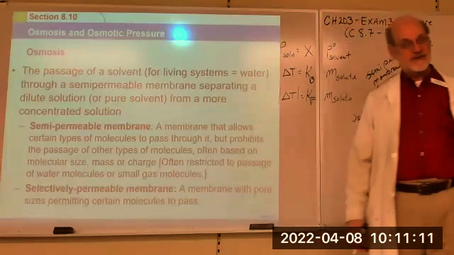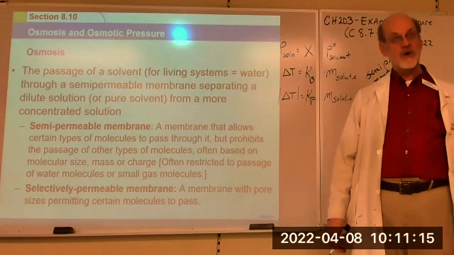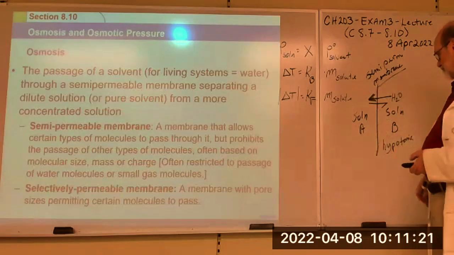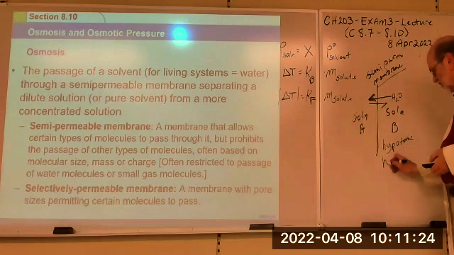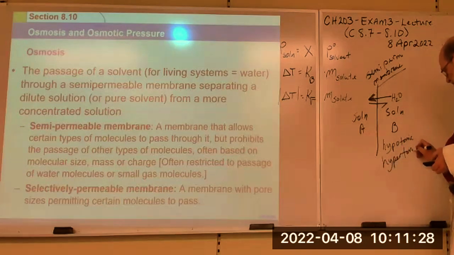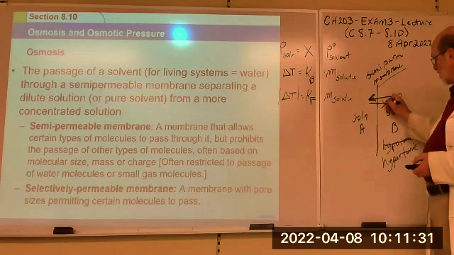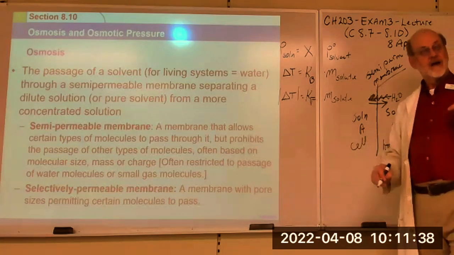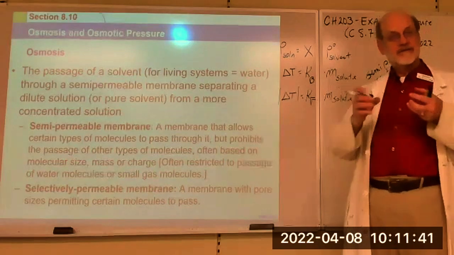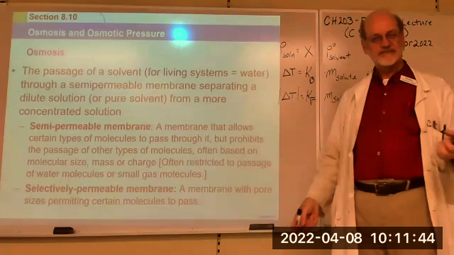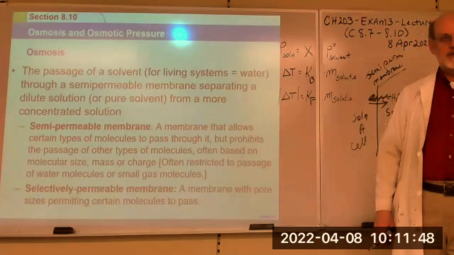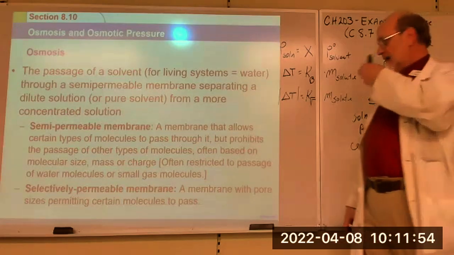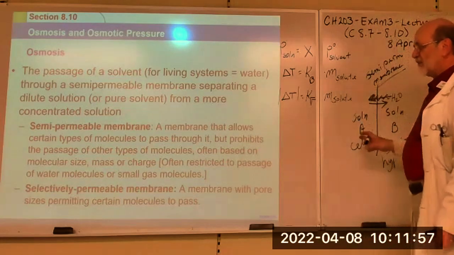You need to use an isotonic solution, like 0.9% sodium chloride will work. And that way you won't get any water movement either direction. If this is hypertonic solution, then the water is going to move this direction. Okay? So if this is the cell, water is going to move out of the cell and it's going to crenate. It's going to shrivel up and crinkle. You would be able to see the cells then, but they would be well on their way to dying if you put it in a hypertonic solution. And that's the semi-permeable membrane, the way it works.